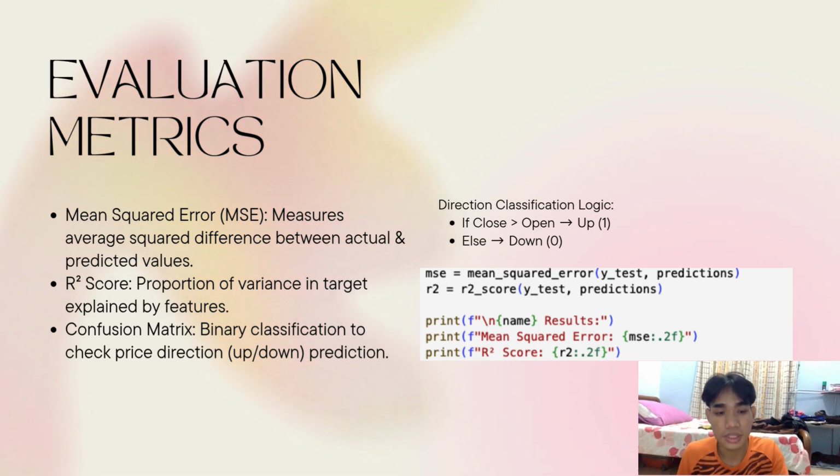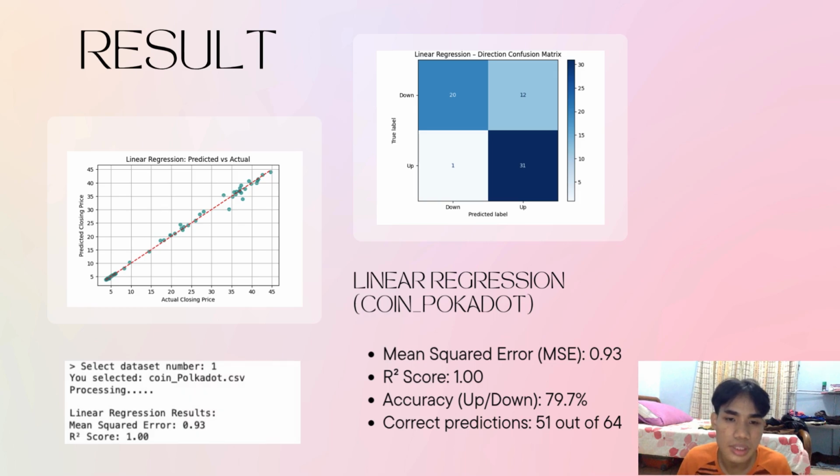Last but not least is the result. Here you see the confusion matrix and the plot of predicted versus actual values. For linear regression, we get an MSE of 0.93, which is okay, and then the R2 score. The up and down accuracy is basically 79%, with 51 correct predictions out of 64.